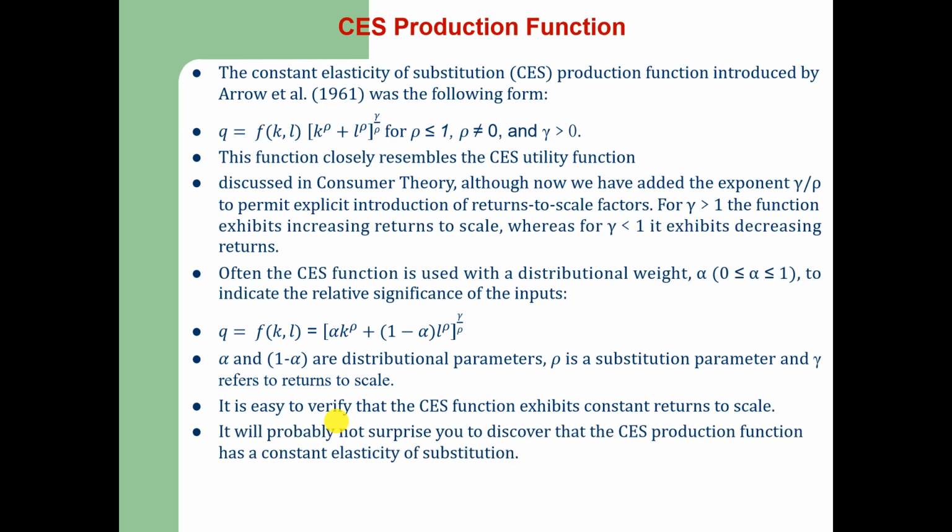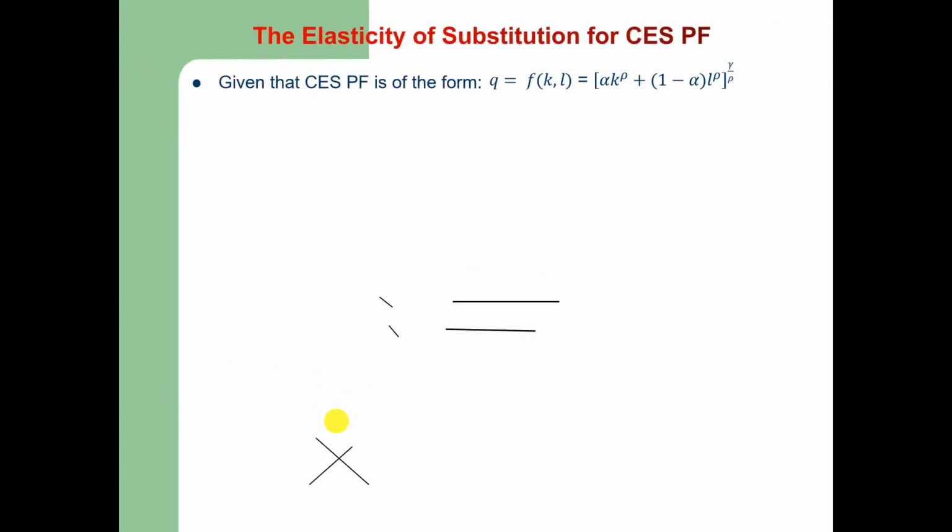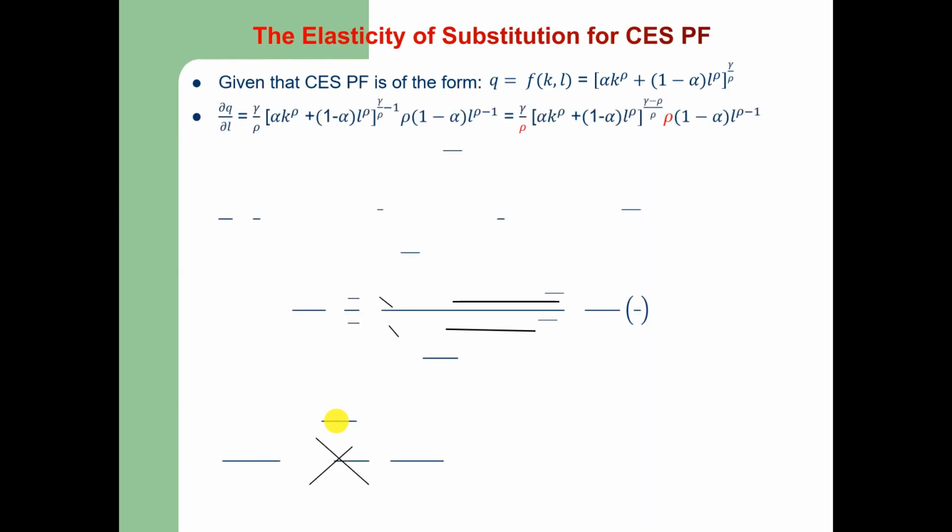It will not be surprising for us to discover that the constant elasticity of substitution production function has a constant elasticity of substitution, which can be easily verified. So given that the CES production function is of this form, as I mentioned earlier in the previous slide, we may calculate the partial derivative of q with respect to L and the partial derivative of q with respect to K.